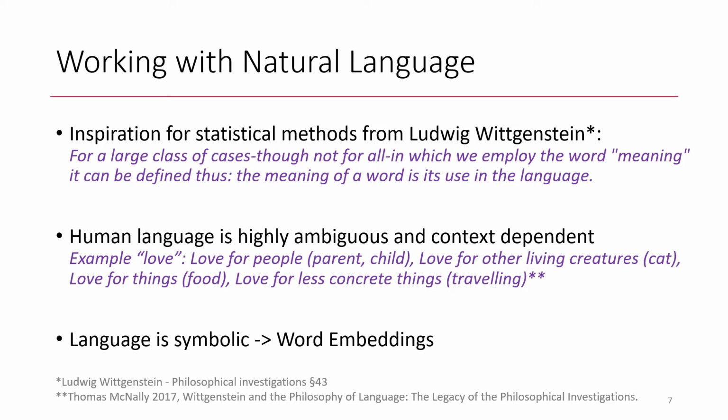So, what can we take from that? Well, we can derive the meaning of a word when we look at how it's used in relation to other words. One thing we also have to know is that human language is highly ambiguous and context dependent. For example, love can mean a lot of different things in different contexts. Ludwig Wittgenstein also said that language is symbolic. So this is a direct idea that is applied in word embeddings.